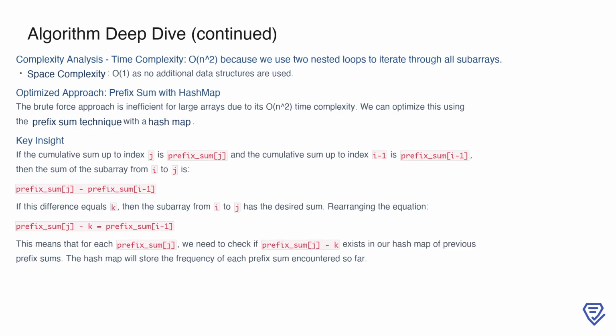Rearranging the equation, we can see that for each prefix_sum[j], we need to check whether prefix_sum[j] - k exists in a hash map that stores previous prefix sums. This allows us to efficiently find subarrays with the desired sum.